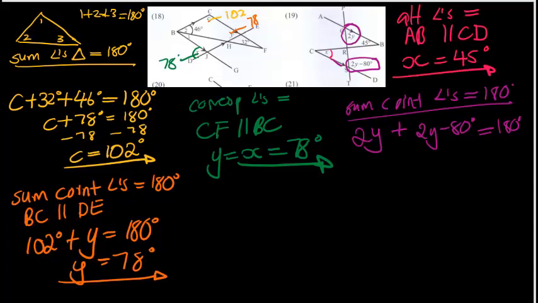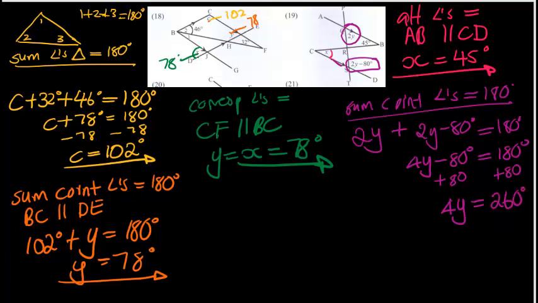And now I'm going to add like terms. 2y plus 2y is 4y minus 80 degrees. I bring down equals 180 degrees. To get rid of this minus 80, I'm going to say plus. Opposite of minus is plus. Plus 80 on both sides. So 4y is going to be 260. To get rid of the 4, I'm going to divide by 4 on both sides. This means that y is equal to 65 degrees.